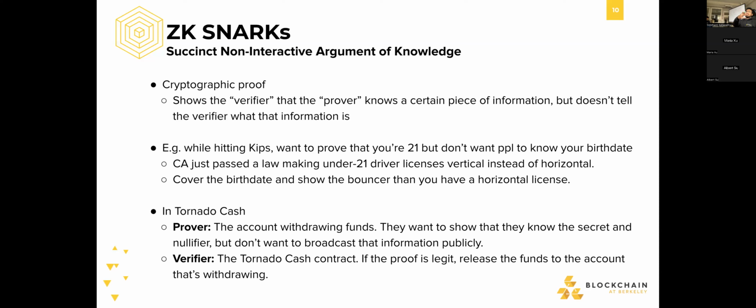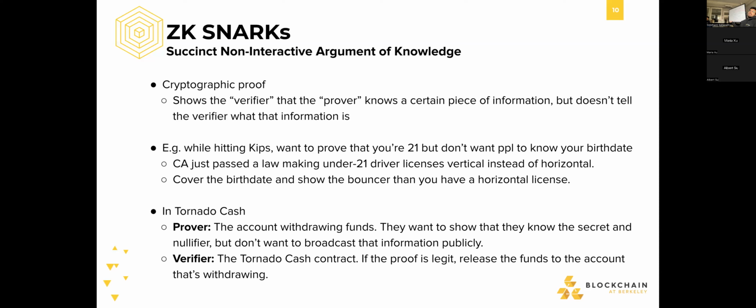So concretely, for example, on a night out when you're heading to Kips, you want the bouncer to know that you're 21, but you don't want him to know your birthday, right? Something you might do is, there's this new law that California licenses for people under 21 are vertical instead of horizontal. So if you go to Kips and show the bouncer that you have a horizontal license and you cover the date, then the bouncer knows you're 21, but he doesn't know your actual birthday. So you manage to show the bouncer that you are 21. However, he doesn't get to know your actual birthday. So you still manage to hide that piece of information from him.